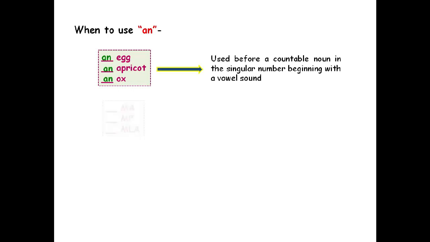Next set of words: MA, MP, MLA. Here also we will use an. We will say an MA, an MP, an MLA. Now you might be thinking that these words start with M and M is a consonant. So why do we use an over here? Should we not use a? Let us understand the rule.